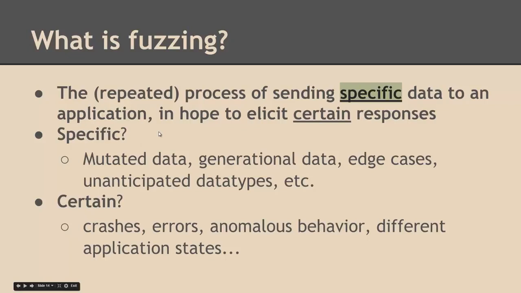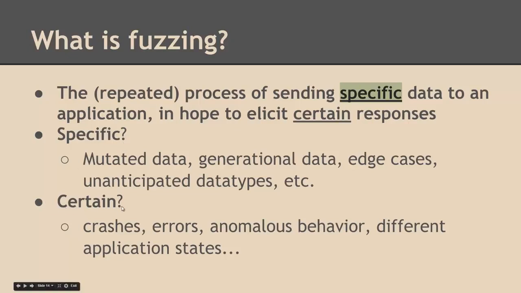Fuzzing, the definition, is the repeated process of sending specific data to the application in the hope to elicit certain responses. So most people define it as random testing. It's better done as specific. There are infinite ways to fuzz something wrong under the realm of purely random. Sending specific, intelligent input to the application under test is the smarter way to do things.